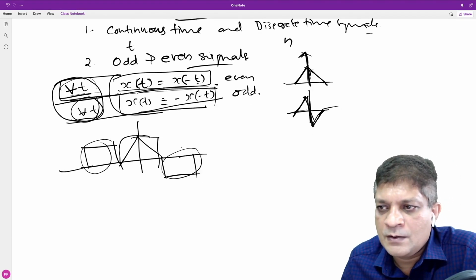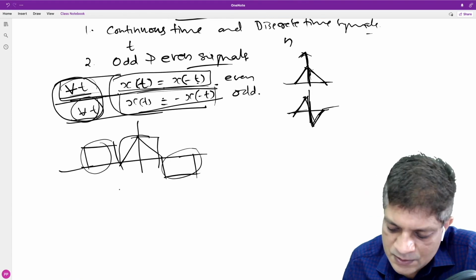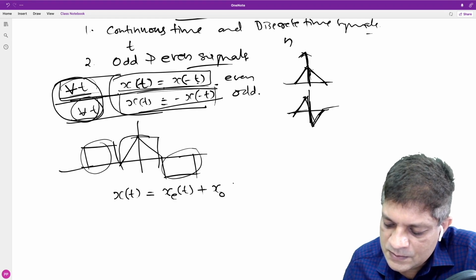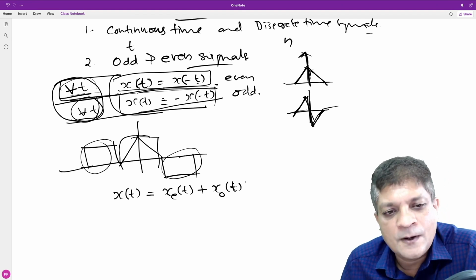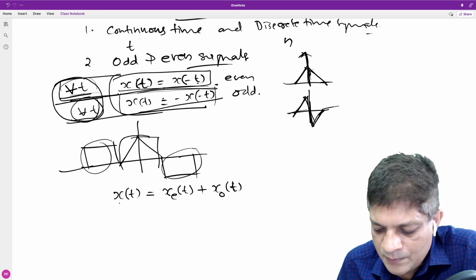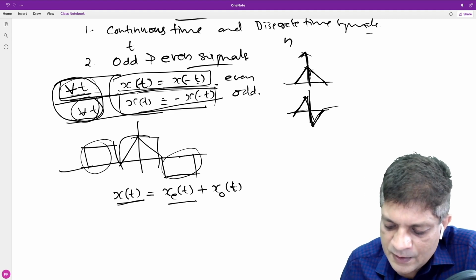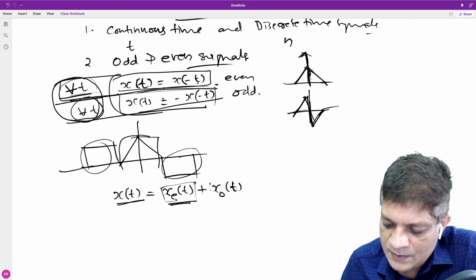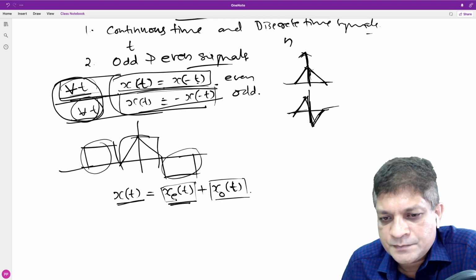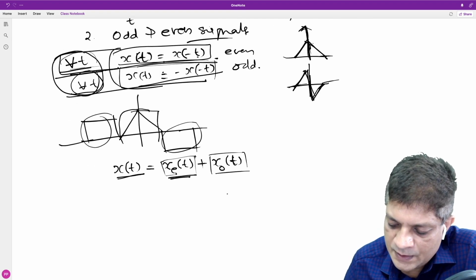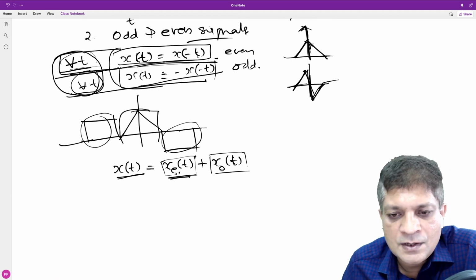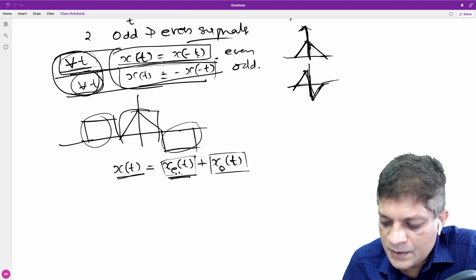Now, you must have studied in your mathematics course that if you are given any function x(t), you can always write it as a sum of an even function and an odd function. So in the case of signals, if you are given any signal x(t), we can express that signal as the sum of an even signal and an odd signal. Now, how to get these? xe(t) is the even part of the signal and xo(t) is the odd part of the signal. How to get these two?